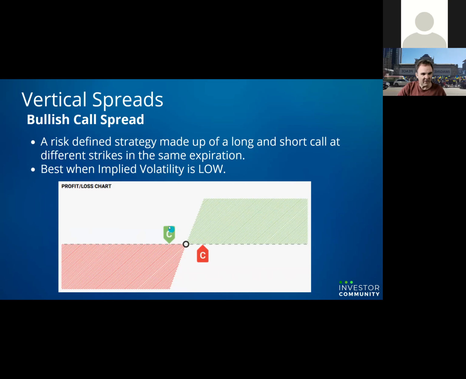Now, these little C's here, these are our call strikes. So we have a call strike here, and this price may be $10. And so this is long, it's green. We're long this call strike at $10. And then we're short a call strike at $12, say.